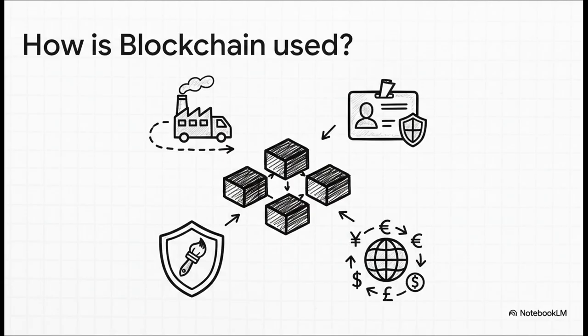Well, you could track a product all the way from the factory to the store, creating a completely transparent supply chain. You could manage people's digital identities securely, handle international payments without needing a bank in the middle, or even protect an artist's digital work.